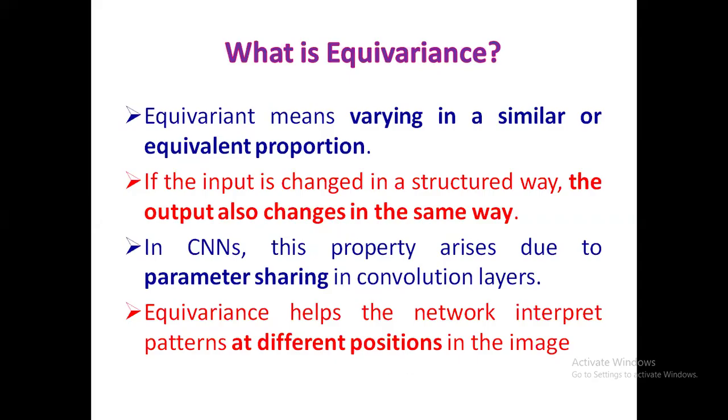particularly relevant in CNNs, where the same filter, that is the kernel, is applied across the entire image. Because of this shared parameter mechanism, the CNN reacts to features consistently across positions, meaning that if a pattern appears in a new location, the network identifies it in the same manner as it did elsewhere. This gives CNNs the ability to detect patterns independent of spatial placement.